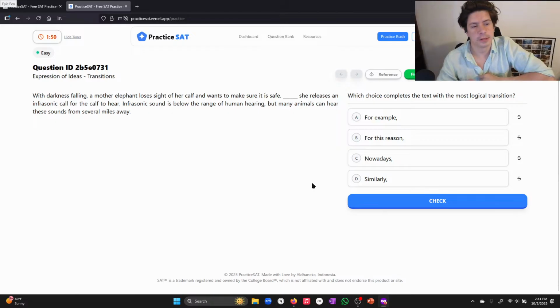With darkness falling, a mother elephant loses sight of her calf and wants to make sure it is safe. She releases an infrasonic call for the calf to hear. Infrasonic sound is below the range of human hearing, but many animals can hear these sounds from several miles away. Which choice completes the text with the most logical transition?